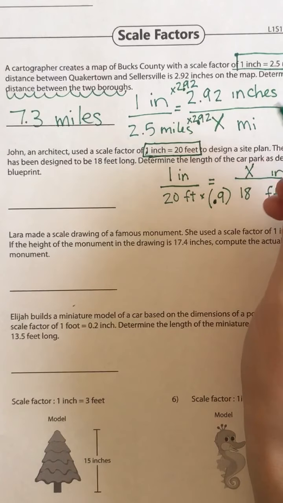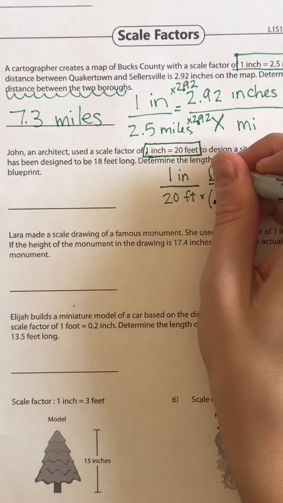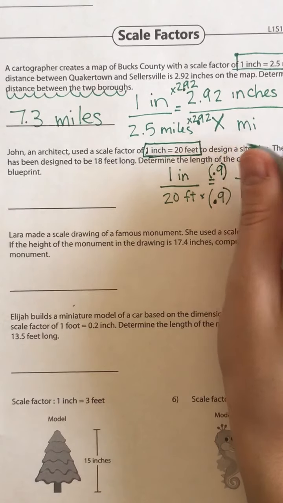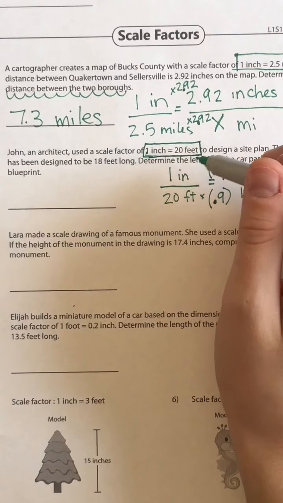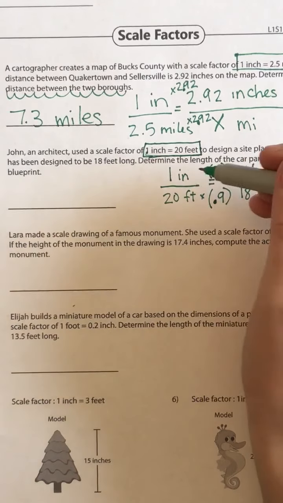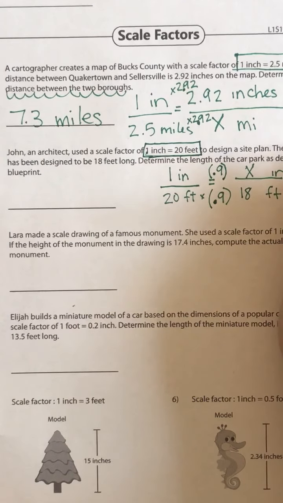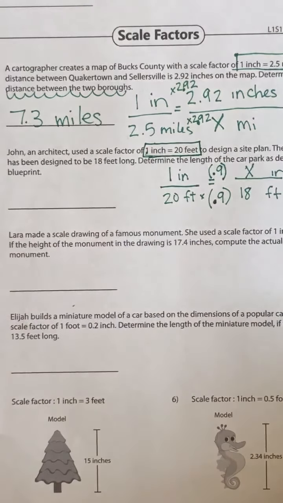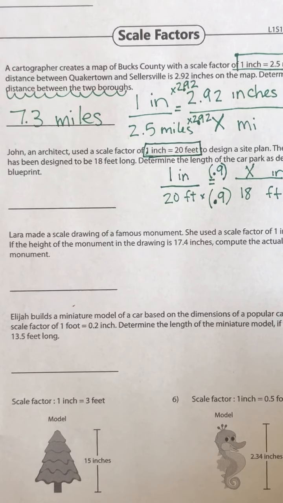My scale factor is 0.9 or 9/10. And if I multiply the denominator by 0.9, I need to multiply the numerator by 0.9. And 1 times 0.9, any number times 1 is that number. So 0.9 times 1 is 0.9. So X equals 0.9 inches. So on our blueprint, John would have 0.9 inches for the length, and based on the scale factor, we know that 1 inch is 20 feet, so that 0.9 inches would be 18 feet in the real car park.